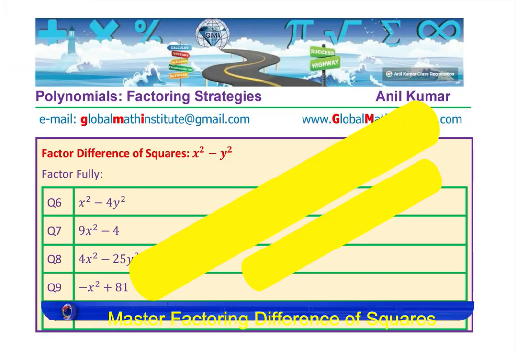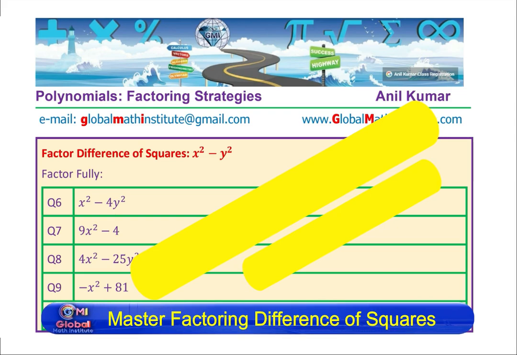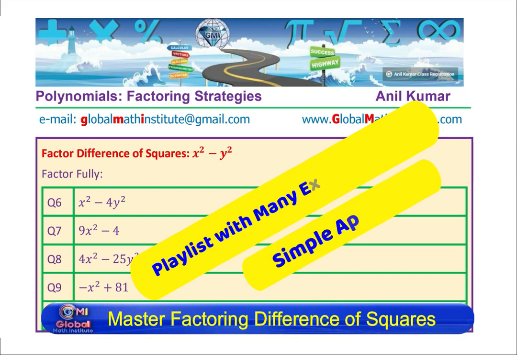Let us now master the technique of factoring difference of squares. Difference of squares can be written as product of sum and difference.